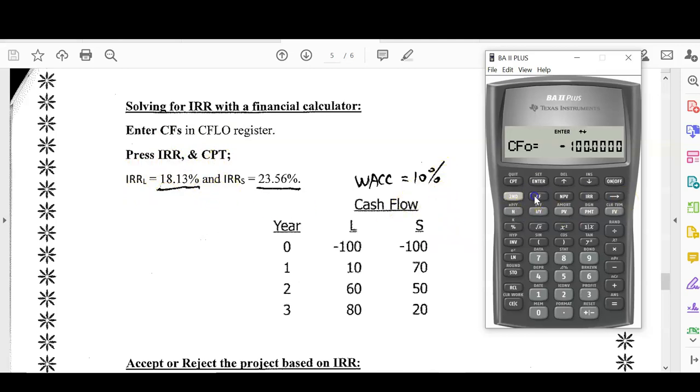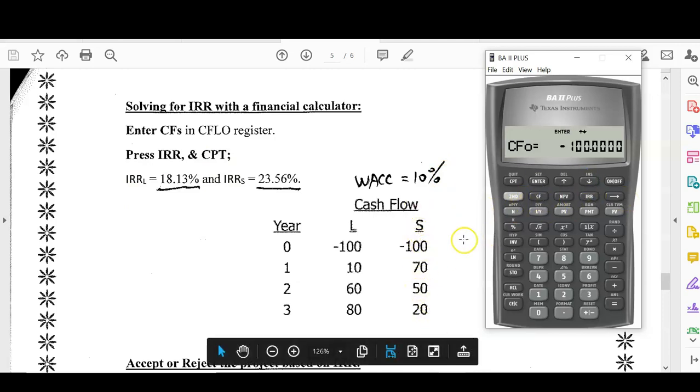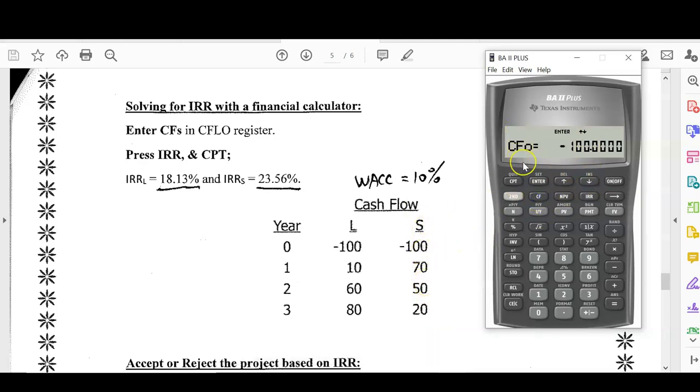Okay, so again, for project S, let's start with S because we have all the values saved here in the cash flow function for S already. Cash flow 0 as -50, cash flow 1, 70, frequency 1 as 1, cash flow 2, 50, frequency 2 as 1, cash flow 3 as 20, frequency 3 as 1, no cash flow 4. Okay, all the cash flows are for S right now.